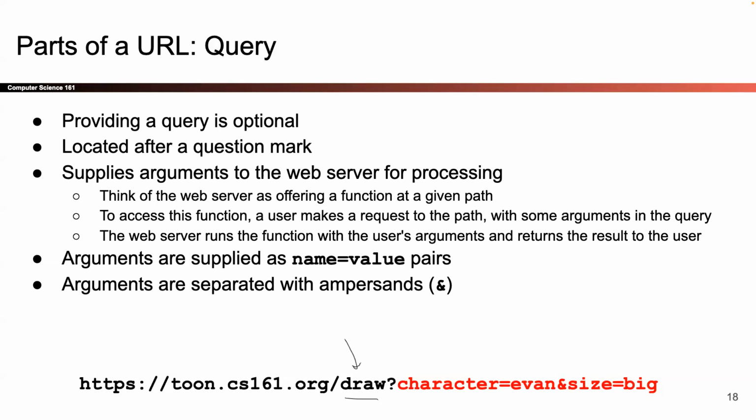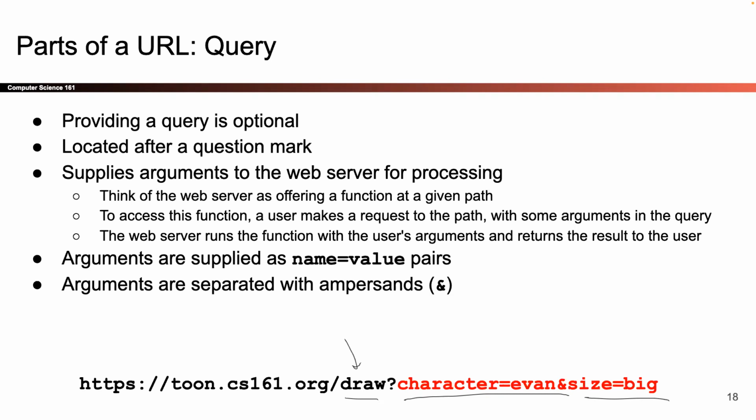So when I say /draw, I'm saying, please don't give me a file. Please execute that draw function that you have sitting there. And don't just execute it with any arguments. Please execute it with this argument and this argument. So I'm providing name equals value pairs, where I'm saying the argument character, please set it equal to Evan, and the argument size, please set it equal to big. I will pass this into the draw function, and then the server is going to run some computation perhaps, and then send me back the result. So that's one way of thinking of a query.